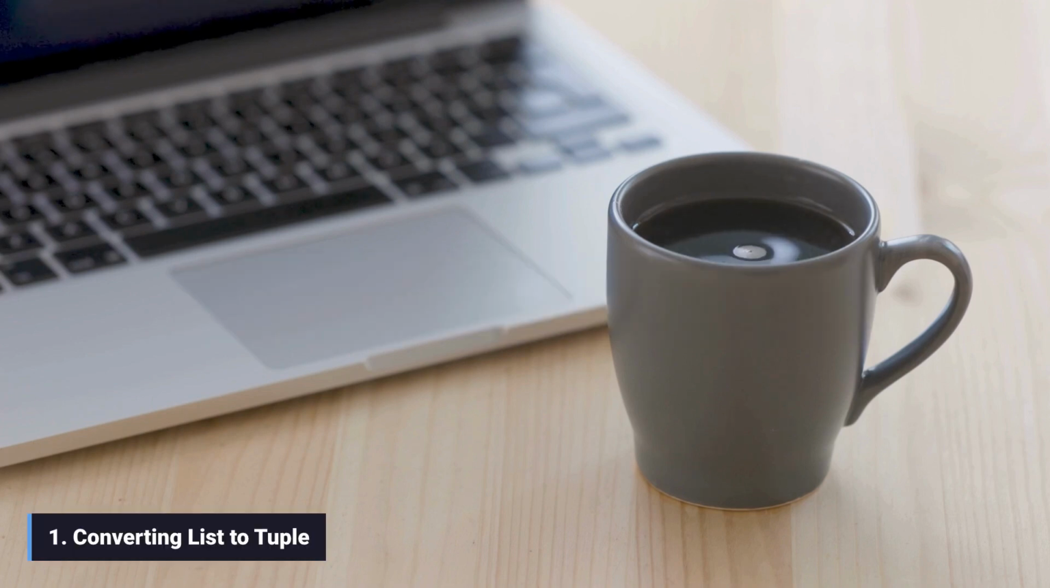1. Converting list to tuple. To convert a list into a tuple, we use the built-in tuple function. This is necessary when you want to ensure the data cannot be changed afterwards, like securing configuration data.